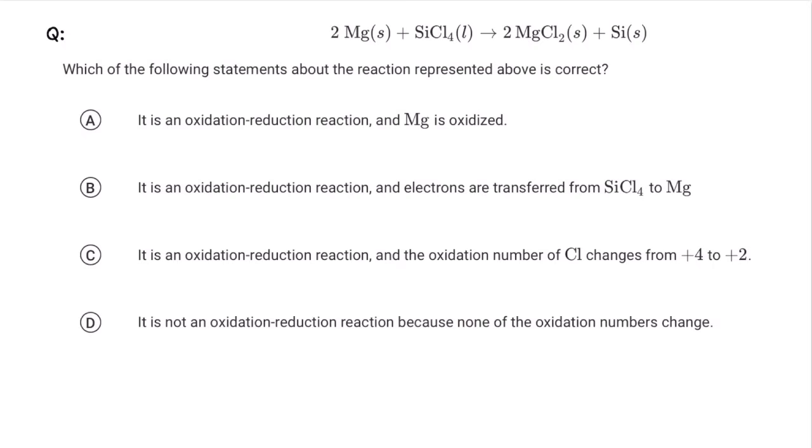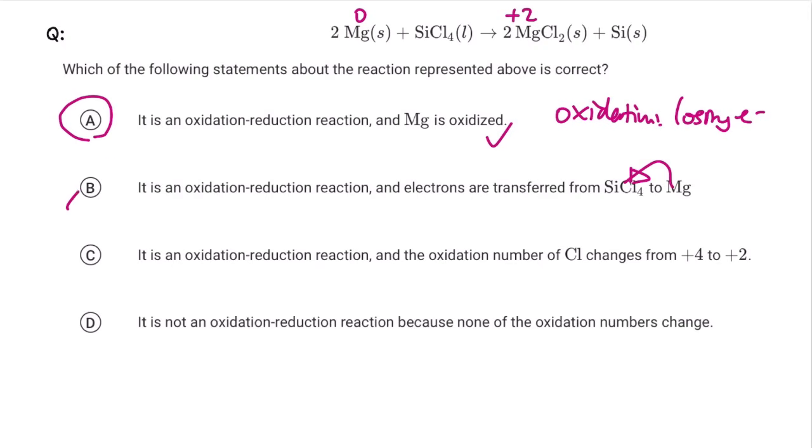The oxidation number of magnesium was 0 for the reactant. For the product, it's +2. So it is oxidized, right? What about B? It is an oxidation reduction reaction and electrons are transferred from silicon tetrachloride to magnesium. Okay, so magnesium's oxidation number has increased, which means it's oxidation for the magnesium. Oxidation means it is losing electrons. So the electrons have transferred from magnesium to the silicon tetrachloride. So B is not correct.